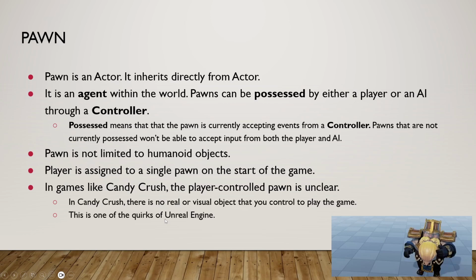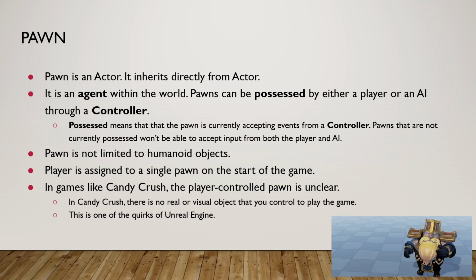Now si Pawn is an actor. It is a child of actor. Pero it is an agent within the world where it can be possessed by either player or an AI through controller. So when we mean possessed, it means what it means. It will be controlled by something. So in this case, a controller. So pawn is not limited to humanoid objects. So it doesn't have to be a human. It can be just a mesh. It can be a moving trash can. Kung trip nyo, pwede. So player is assigned to a single pawn on the start of the game.